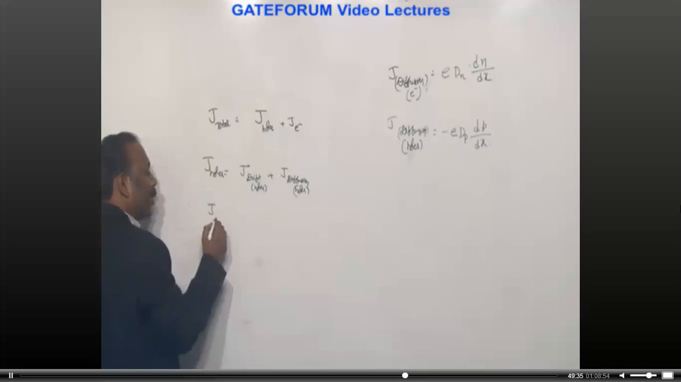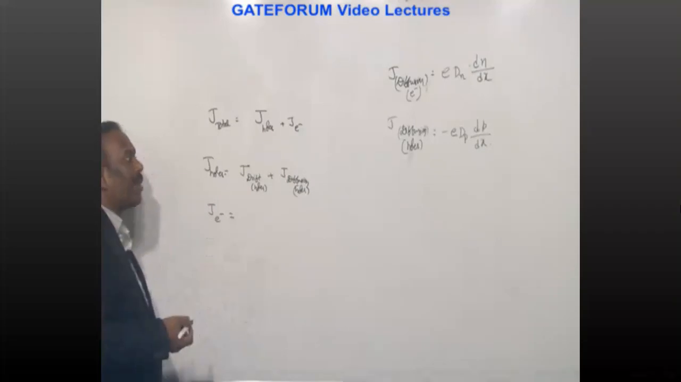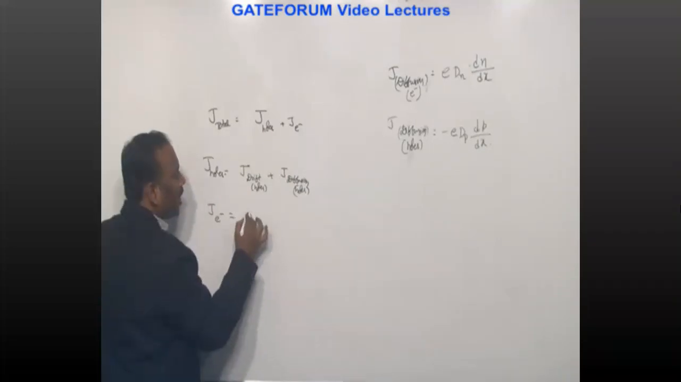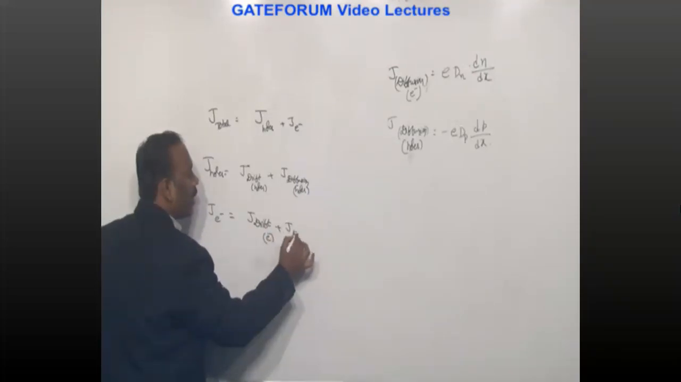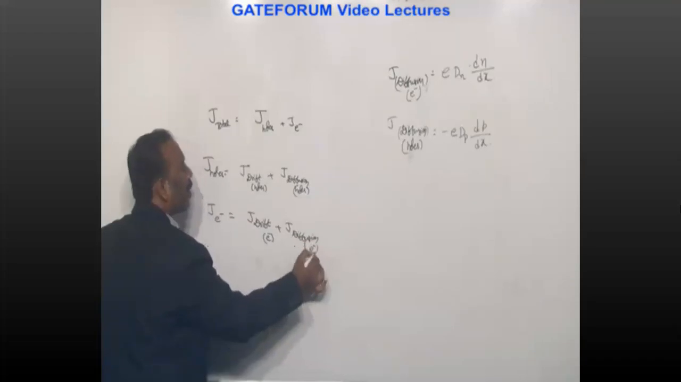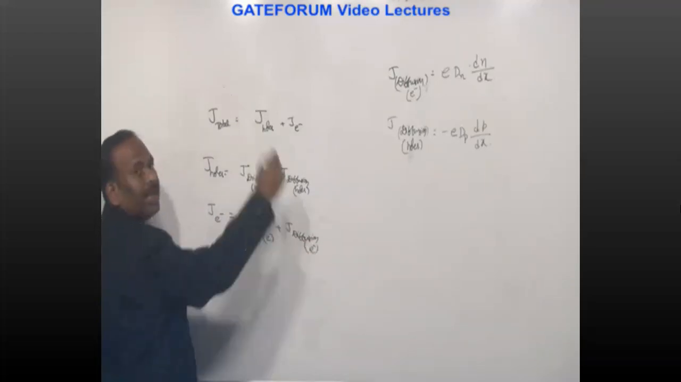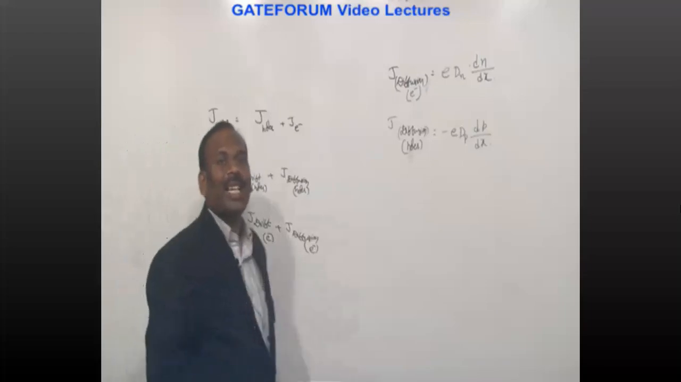Similarly, current density due to electrons is equal to J drift due to electrons plus J diffusion due to electrons. So the summation of all these four is equal to the total current density.